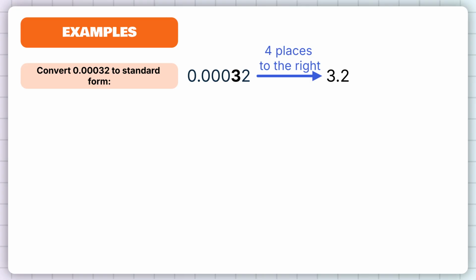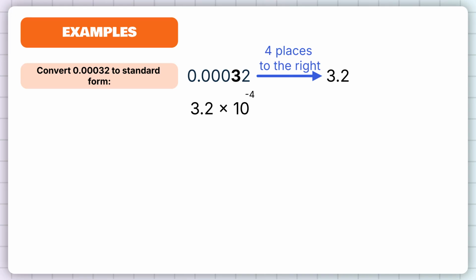Write the number in the form a times 10 to the power b, where a is the significant digit followed by any other significant digits, and b is negative because the decimal point moved to the right. So 0.00032 in standard form is 3.2 times 10 to the power of minus 4.